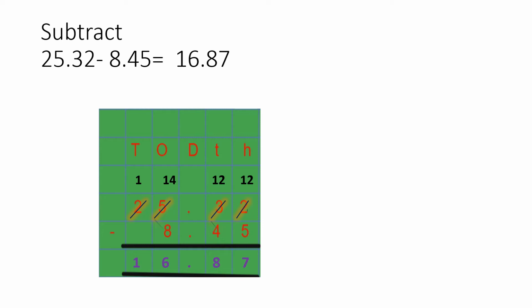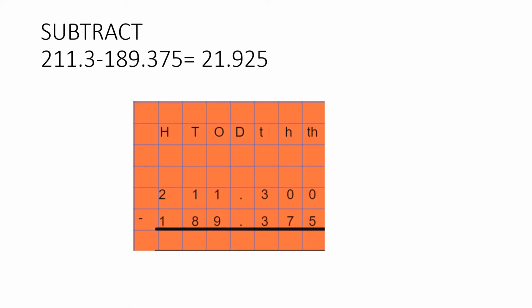So when we subtract, 25.32 is the bigger number and the smaller number is 8.45, we will get the answer 16.87. Now come to the next sum. The next sum is 211.3 minus 189.375. So let us see how we will get 21.925.